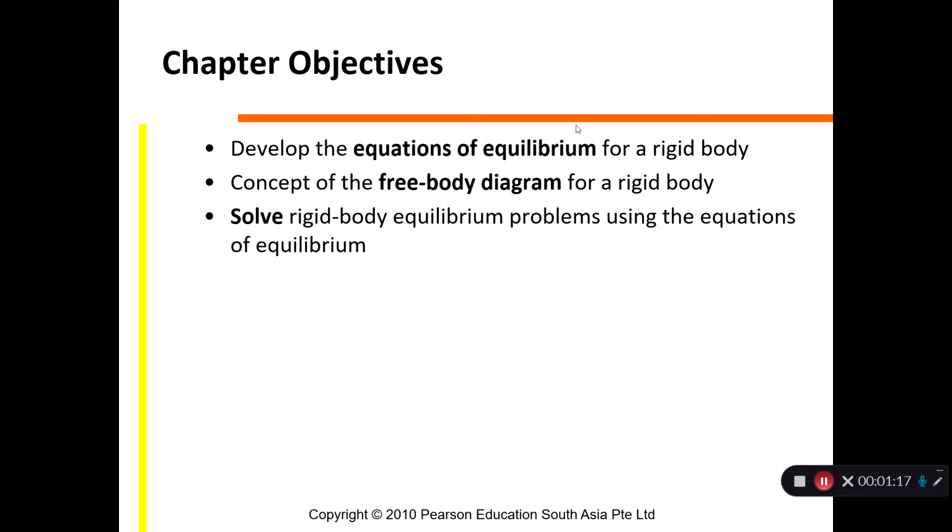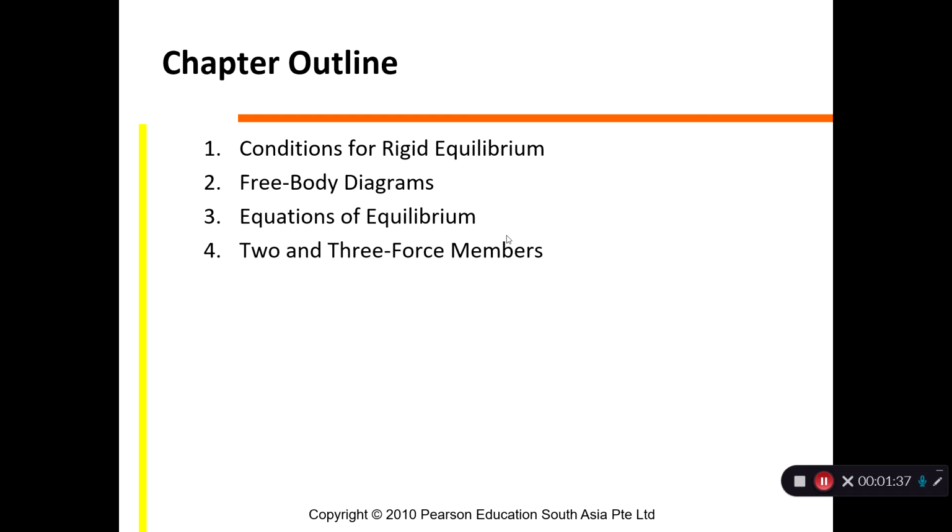So to do that, we're going to look at the concept of free body diagram, which you have also seen in earlier chapters, the free body diagram of a point. Now we're going to apply the same thing for a rigid body, and combining these two concepts, we're going to solve problems involving rigid body equilibrium. In this video, the first part we're going to cover is conditions for rigid body equilibrium.